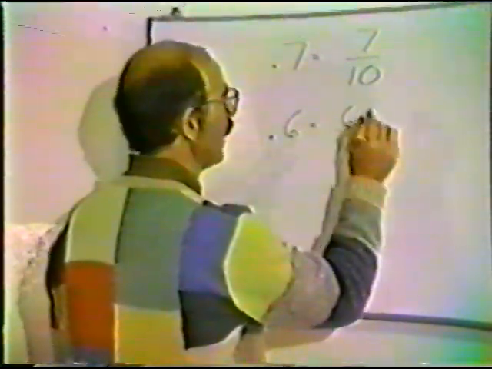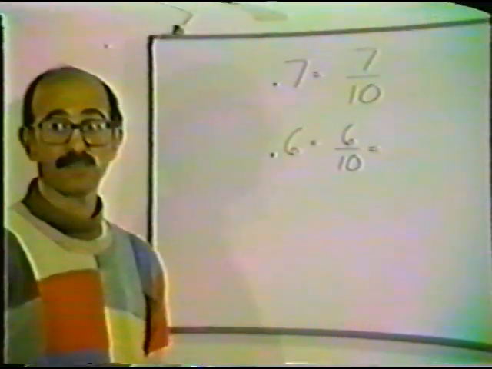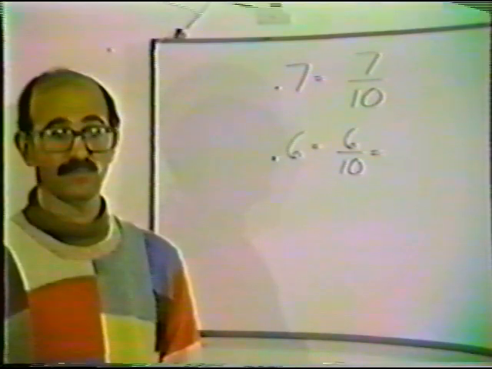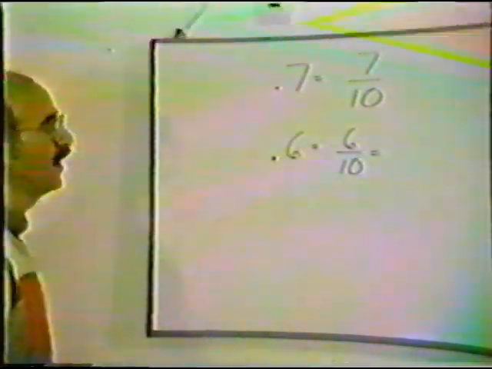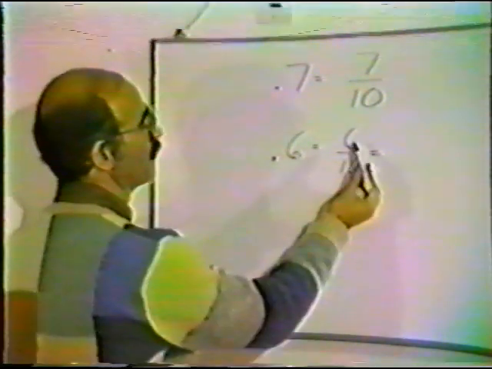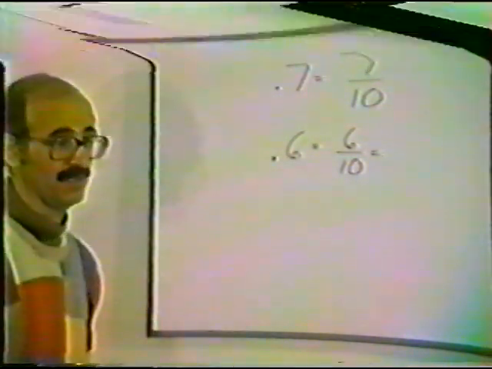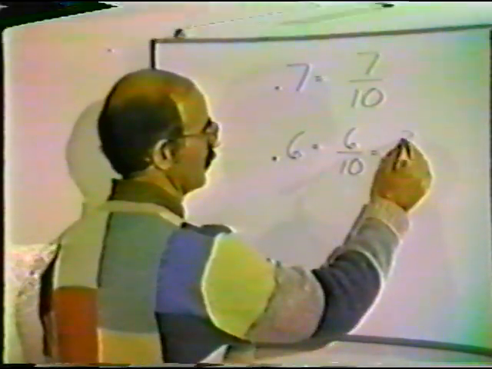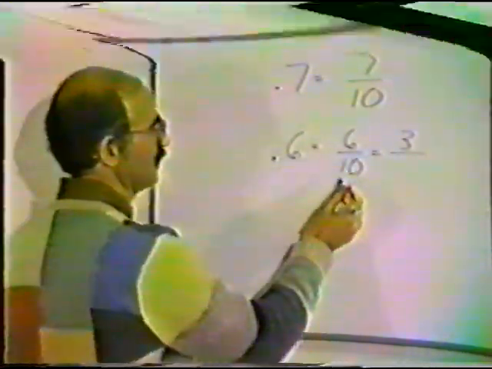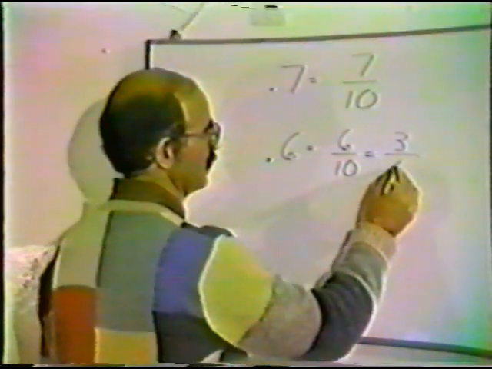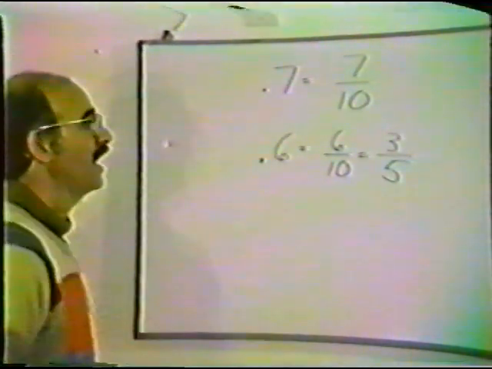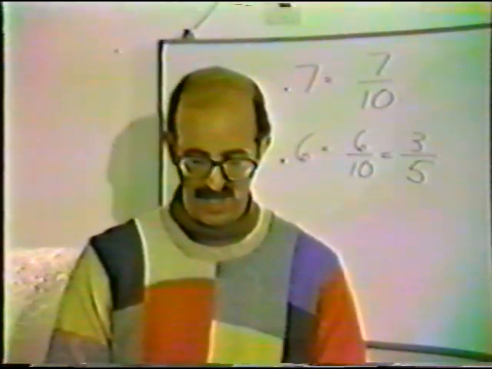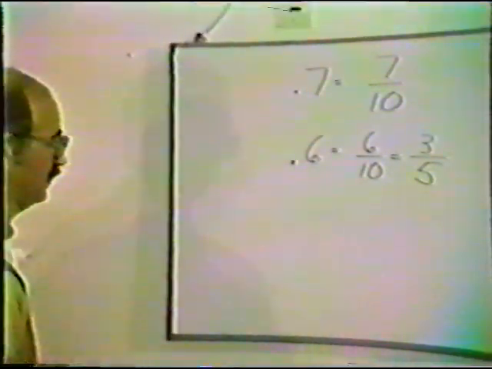So I write 6/10. But I'm not satisfied with that as my final answer. Why not? Need to reduce it. We're going to reduce it. What can I hit both the 6 and the 10 with? 2. 2 into 6 is 3, and 2 into 10 is 5. So 6/10 as a decimal has become 3/5 as a fraction.